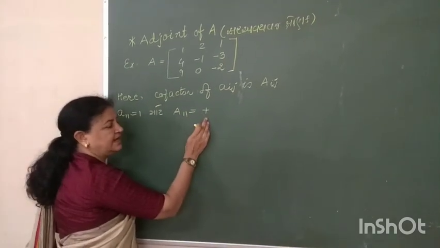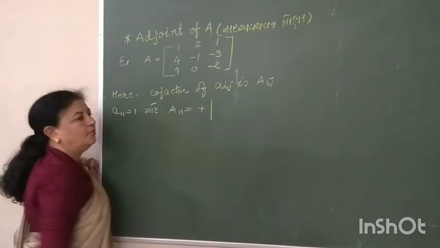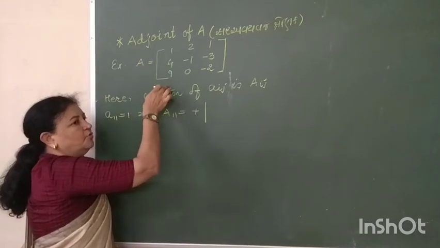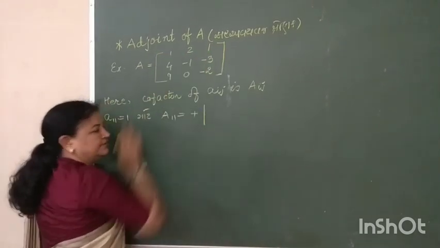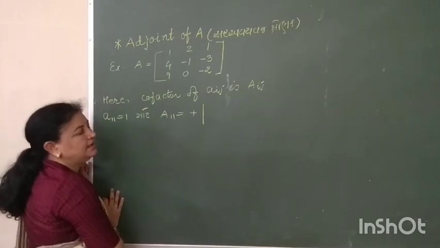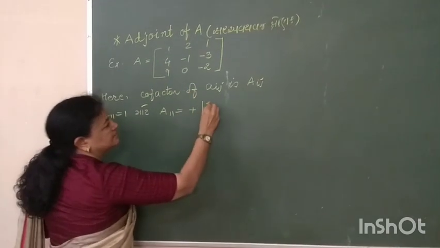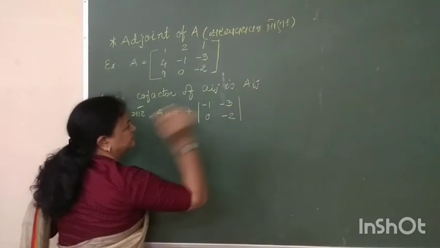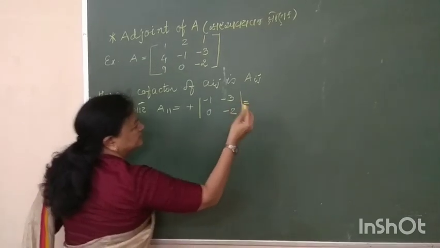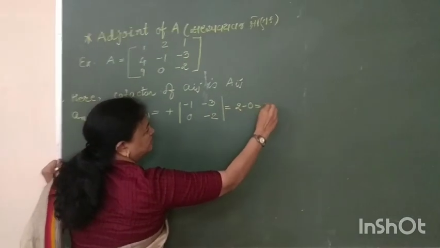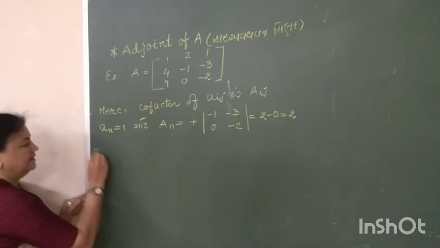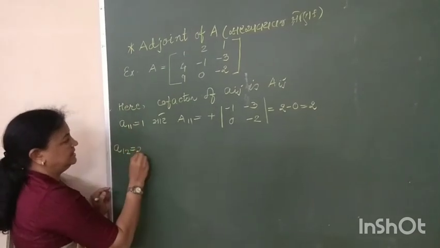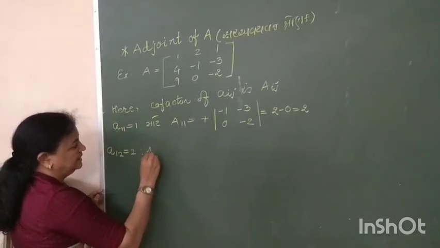here the first sign is plus. We have already studied this in determinants. We remove the first row and first column and take the remaining entries in the determinant: -1, 0, -3, -2. So we get 2 minus 0, so 2. A12 is equal to 2.